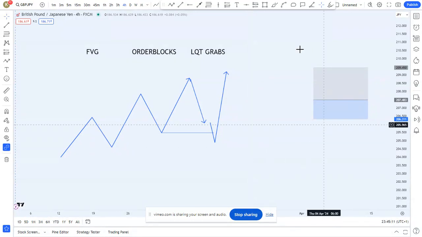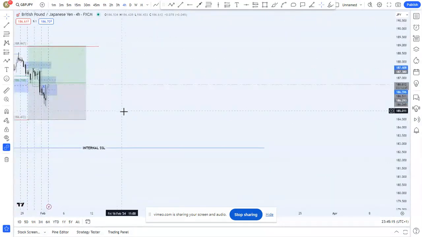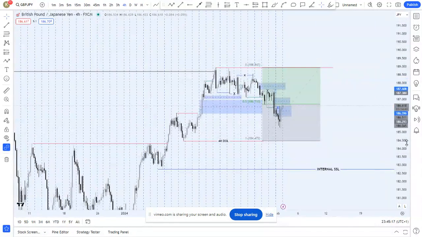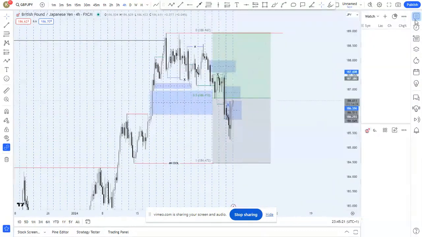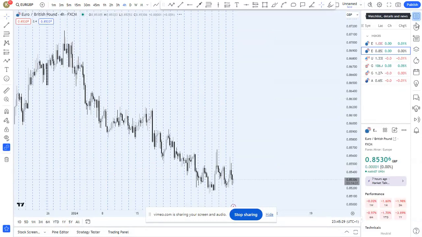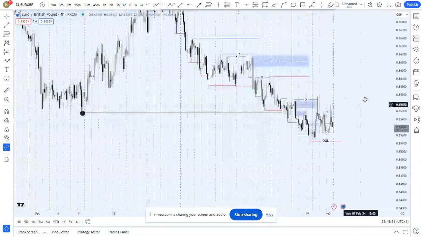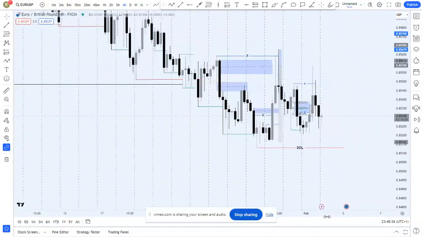Okay, so let's go to GBP JPY. Or I think Euro GBP would best describe what I want to show you right now. So let's look at Euro GBP today.